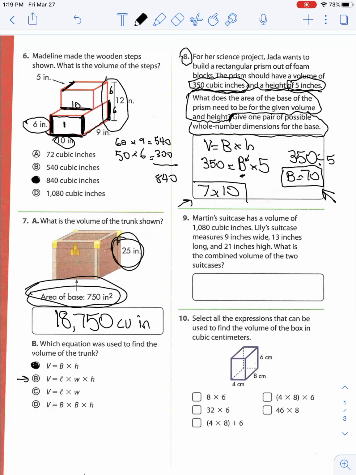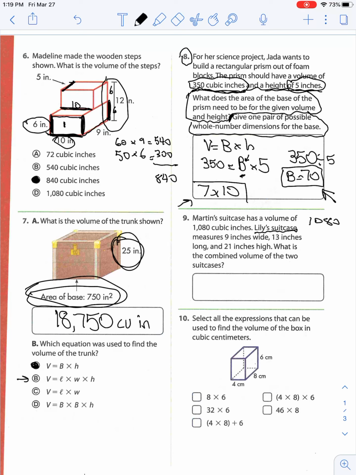Number 9, Martin's suitcase has a volume of 1,080 cubic inches. Lily's suitcase measures 9 inches wide, 13 inches long, and 21 inches high. What is the combined volume of the two suitcases? Well, we know that one of them is 1,080. They told us the volume of Martin's suitcase. Now we just got to find Lily's volume and then add it to it. So 9 times 13 times 21.